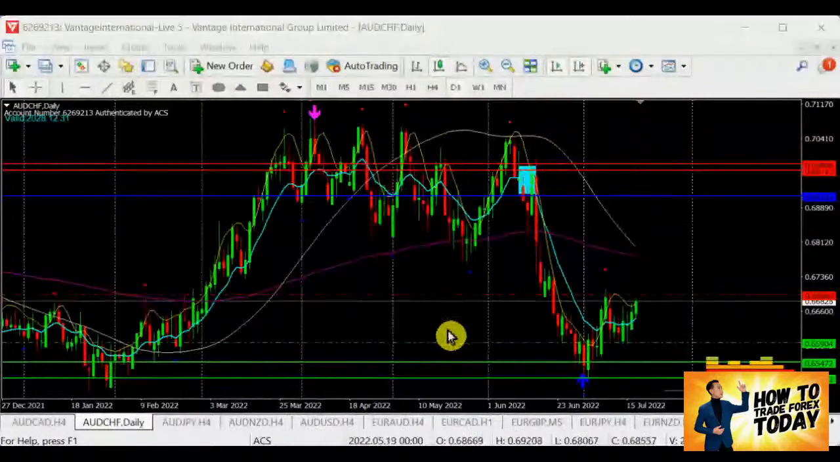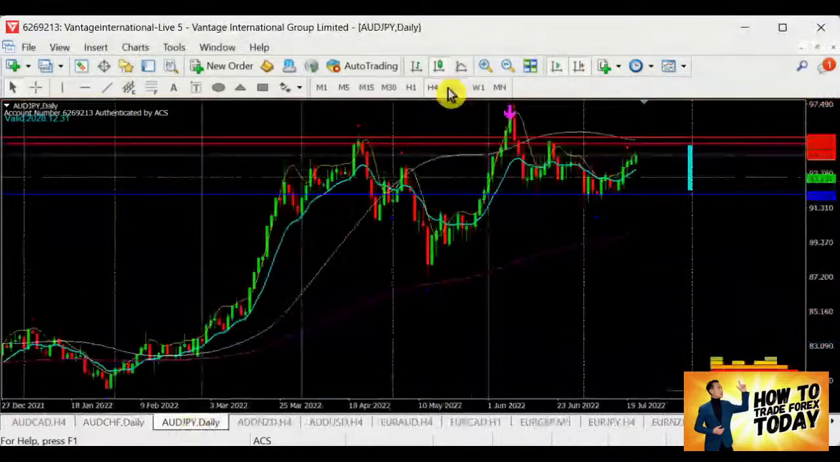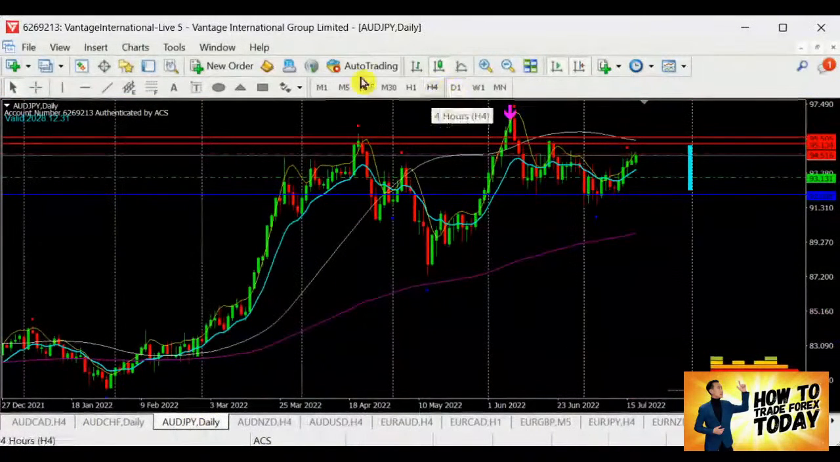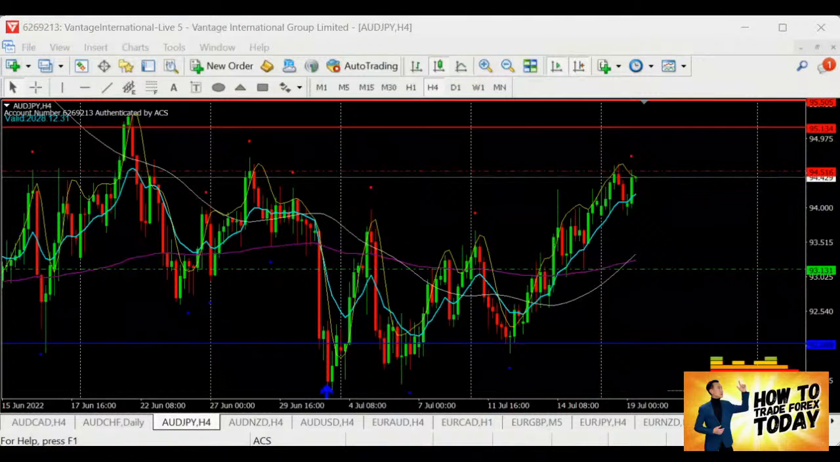Next, Aussie yen. Let's take a look at Aussie yen. Now I'm monitoring it, because right now it's still testing this resistance. If the price can hold at this resistance level, then likely we are going to sell Aussie yen. That will be good to sell.